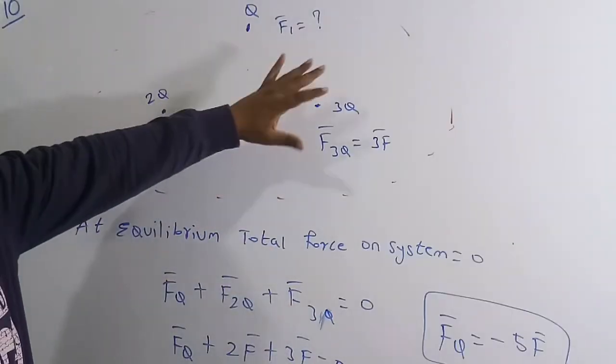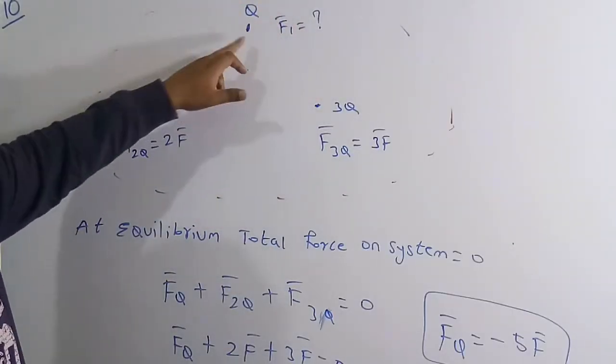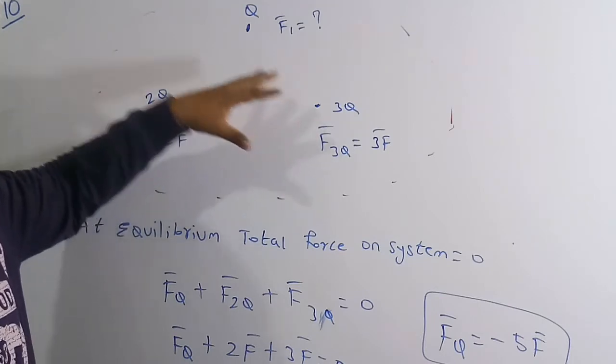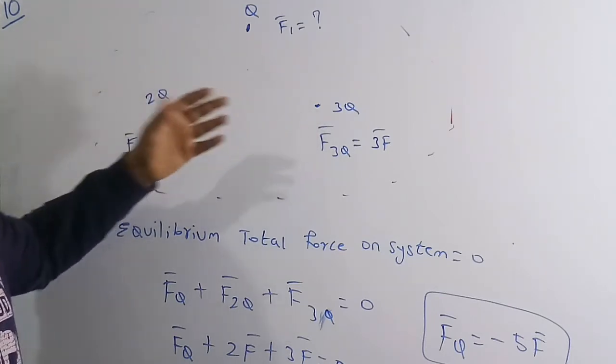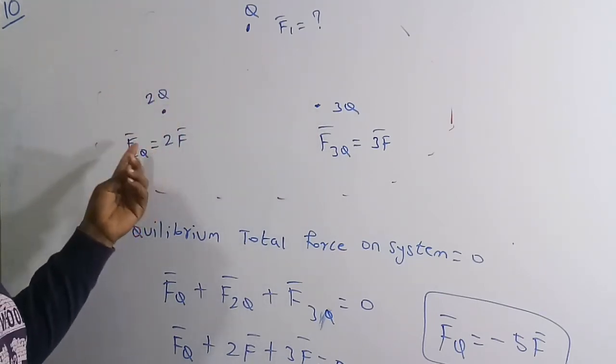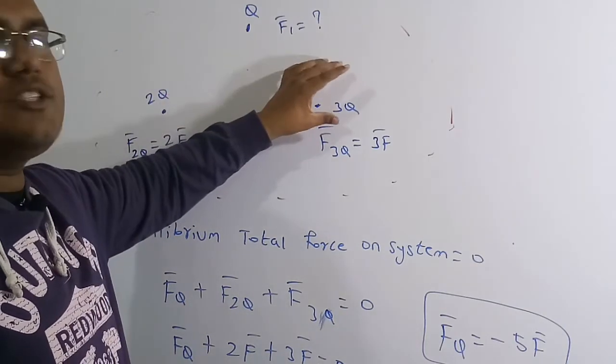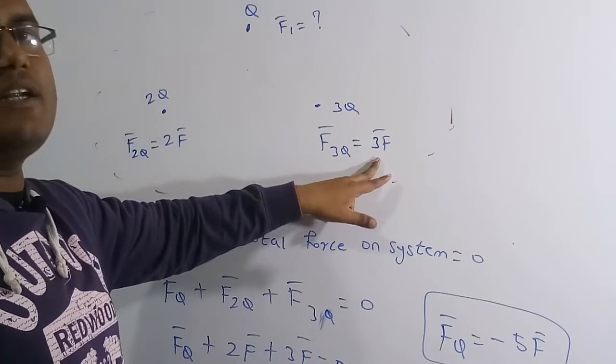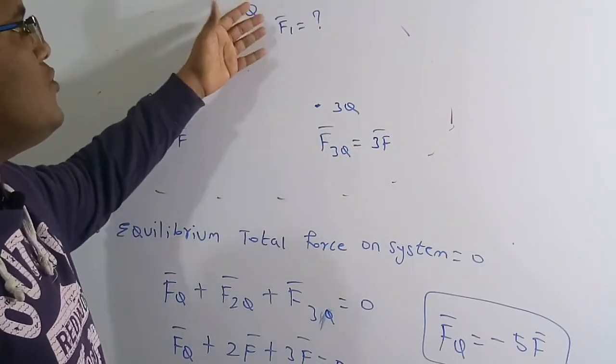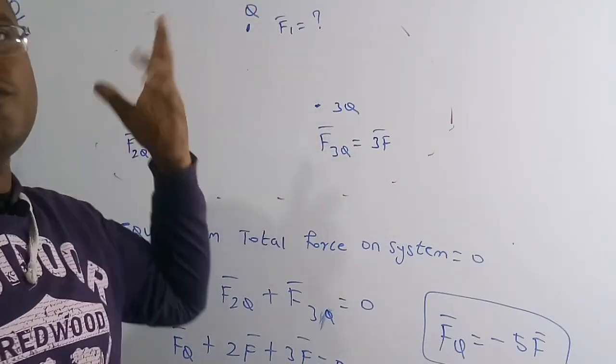Basically here, suppose there is a system consisting of 3 charges q, 2q and 3q. Because of q and 3q, the amount of force applied on the 2q charge is 2F bar, and because of q and 2q, the force on the charge 3q is equal to 3F bar. Then what is the force on q? Because of the remaining charges we need to figure out.